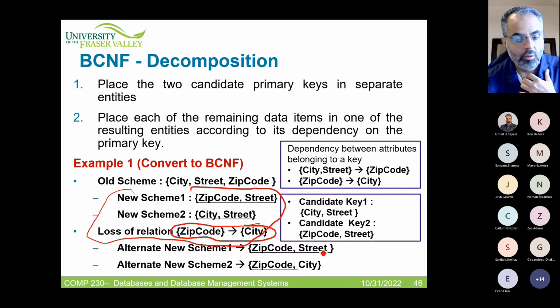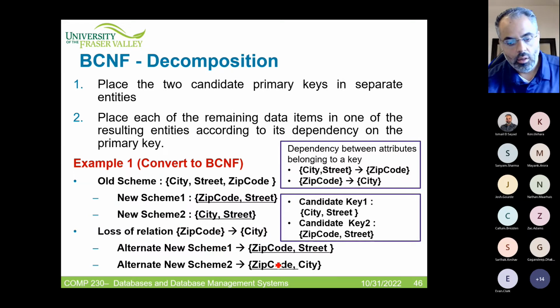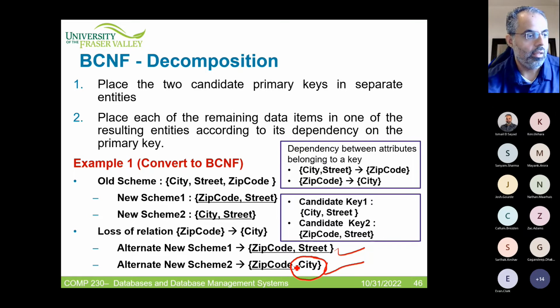If I go, for example, to another one, I make a zip code street and a zip code city. But in this case, I have to change this table. I'm not considering it as part of the key anymore because it's not a key here. So this also works in this case, and I have preserved this relationship. But now city here is no longer part of the key or candidate key.